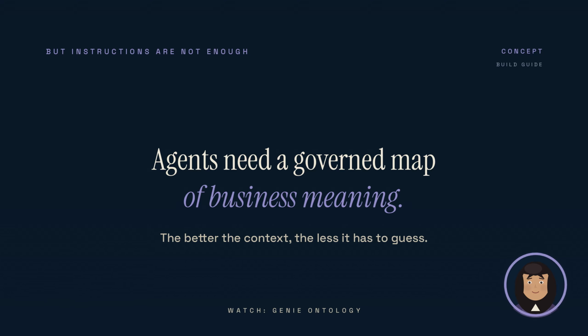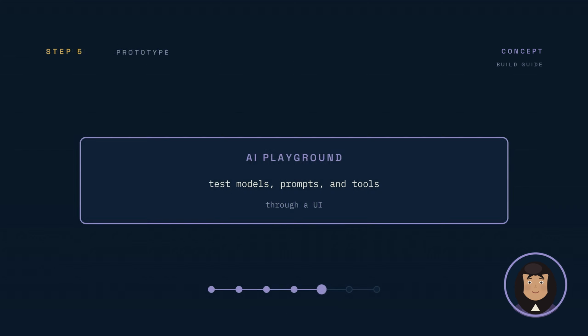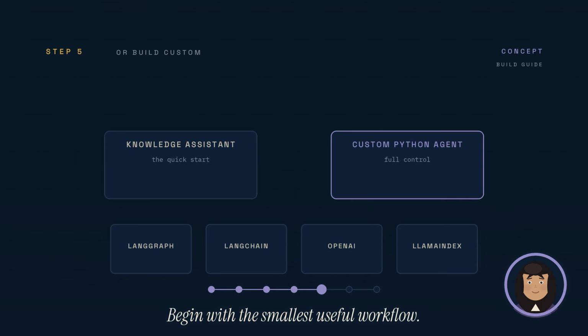The fifth step is prototyping. Databricks provides AI Playground for testing models, prompts, and tools through a user interface. You can also start with Knowledge Assistant or build a custom Python agent using frameworks such as LangGraph, LangChain, OpenAI, or LlamaIndex. Begin with the smallest useful workflow.